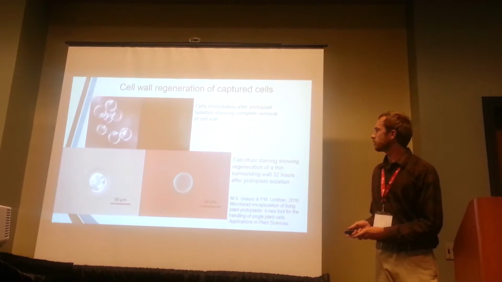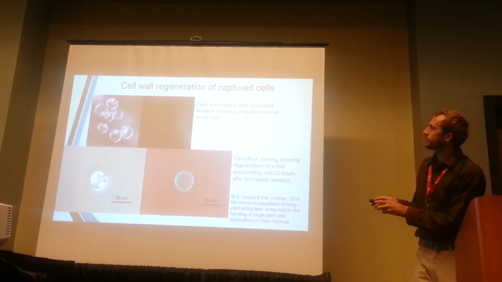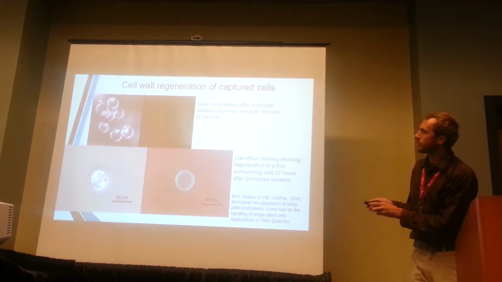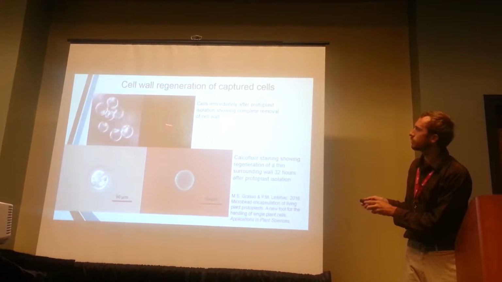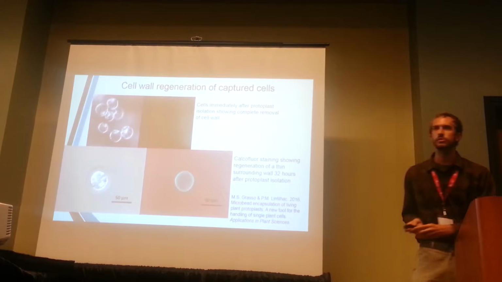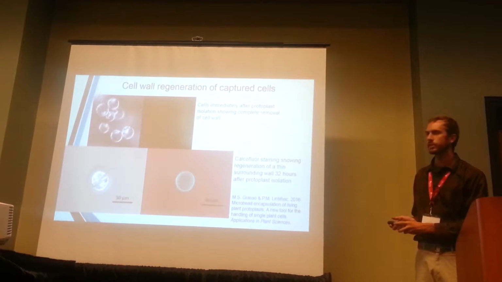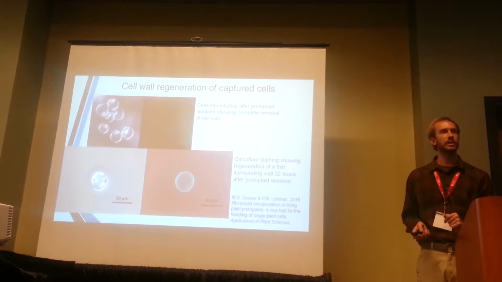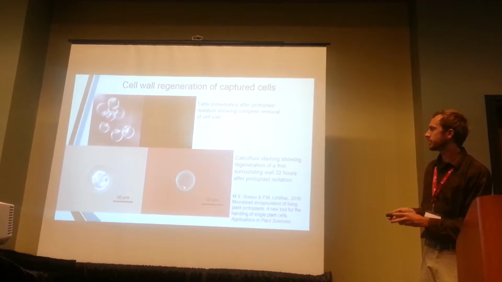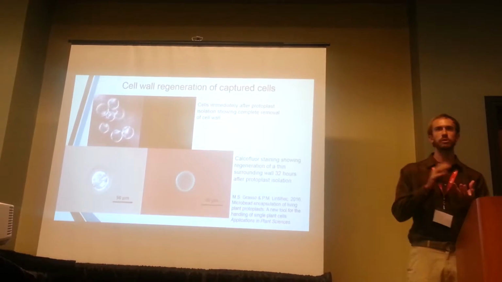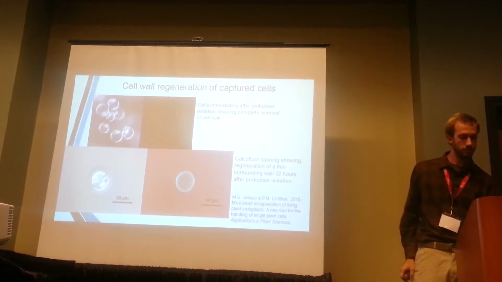As far as cell wall regeneration, these are our cells immediately after protoplasting and calcofluor staining, which you can't see because there's no cell wall. And then about 32 hours after protoplast isolation, around 10 hours after we capture them in microbeads, we can see a thin wall regenerate out over all the cells.